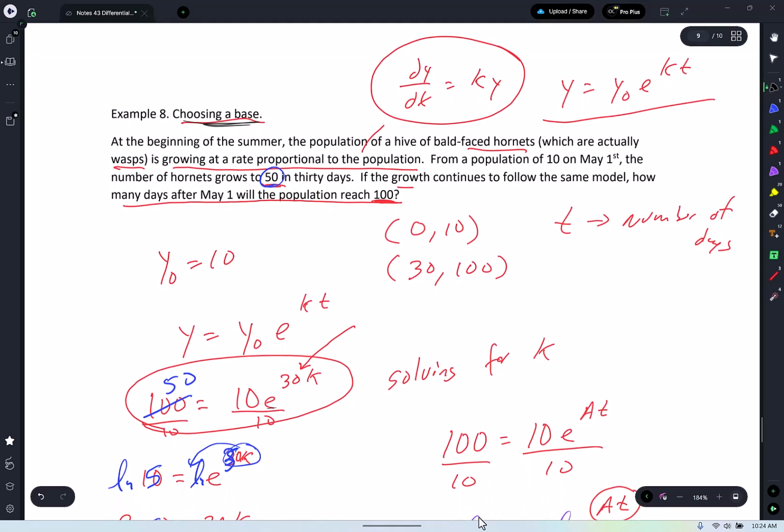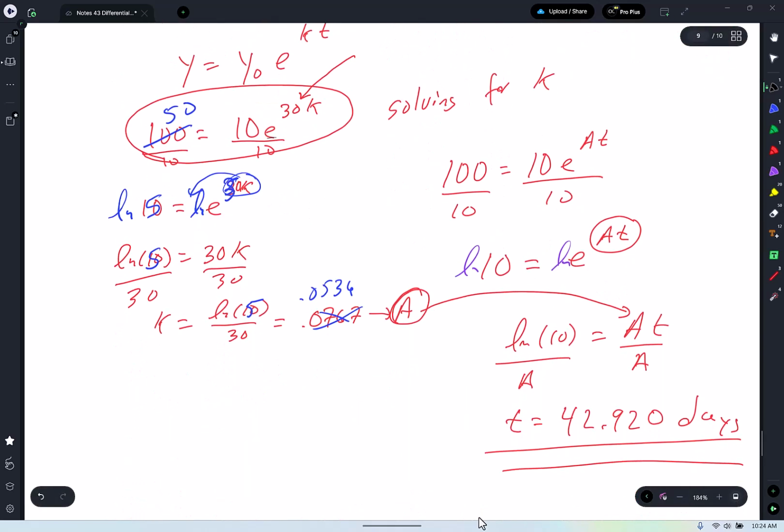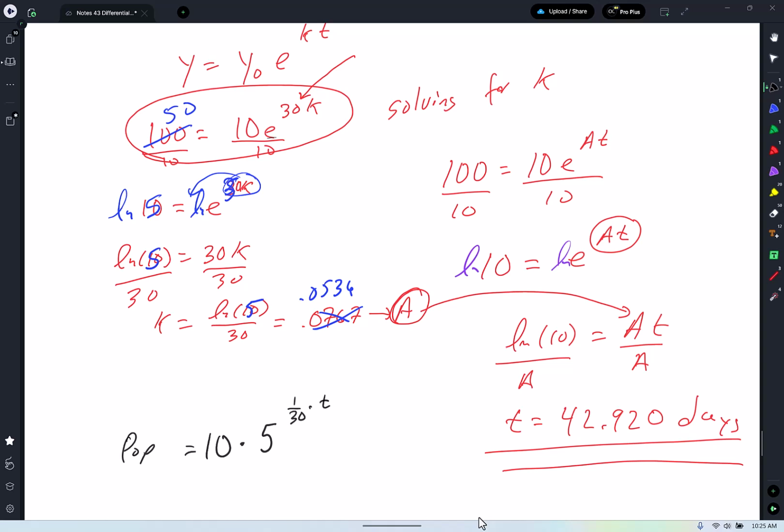From a population of 10 on May 1st, the number of hornets grows to 50. So if I had an initial population of 10, I got to multiply 10 times what gives you 50? 5. So I'm going to put 5, and I'm going to put it to, let's see, in 30 days. So I'm going to write 1 over 30 times t. Okay, it works. And I'm going to say this is population. Chop, how did you know that? How did you turn that?